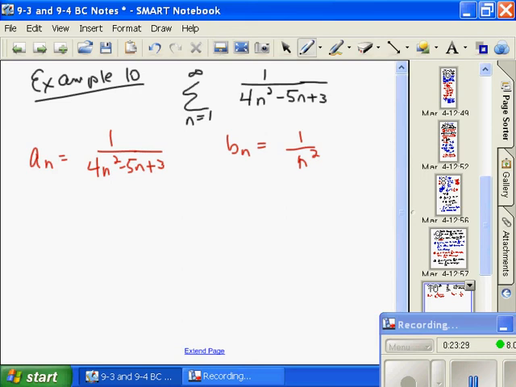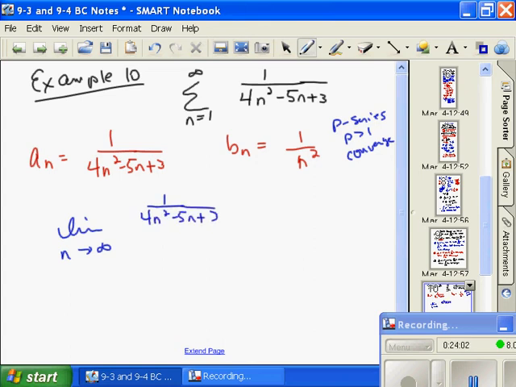Now, looking at this, 1 over n squared is a p series. P is equal to 2. So I know p is greater than 1. This is going to converge. So I know that my b sub n is converging. So let's see what's going to happen here. If I have the limit as n goes to infinity, I put my a sub n, which is my 1 over my 4n squared minus 5n plus 3, divided by my 1 over n squared.